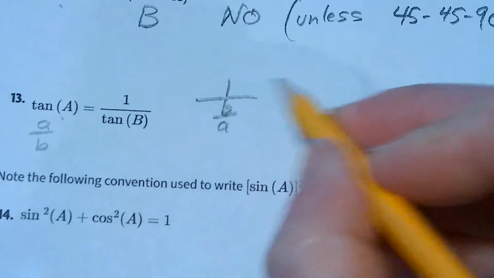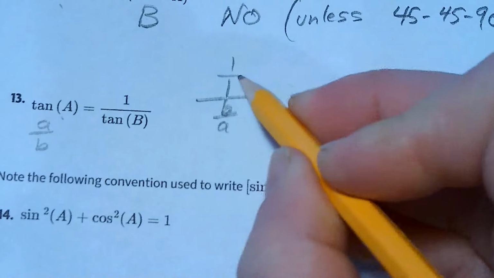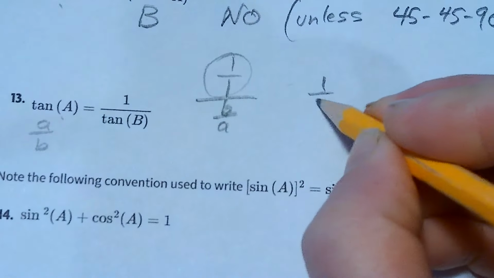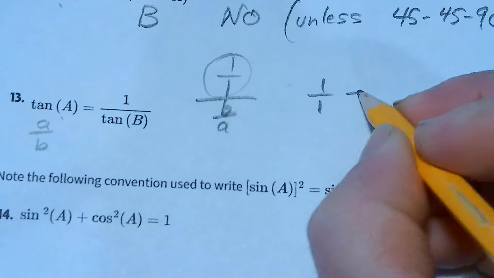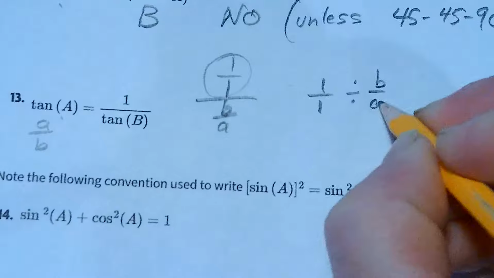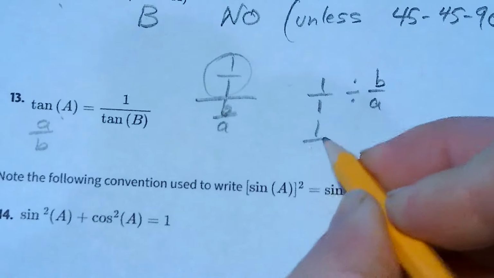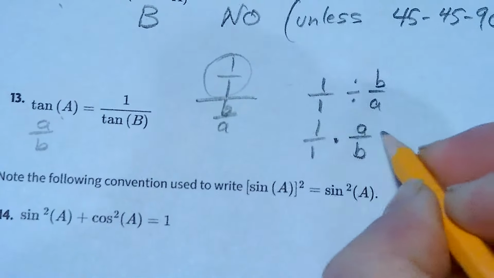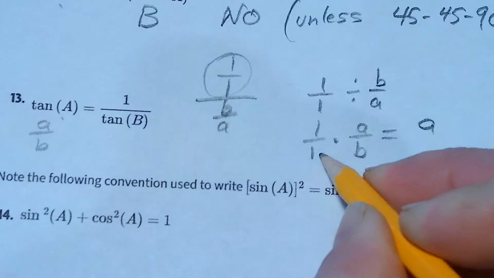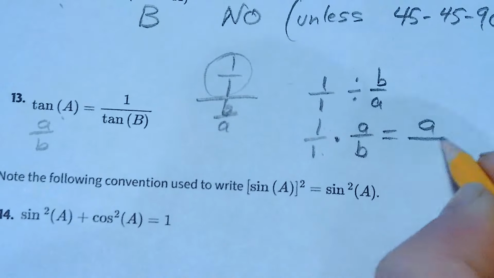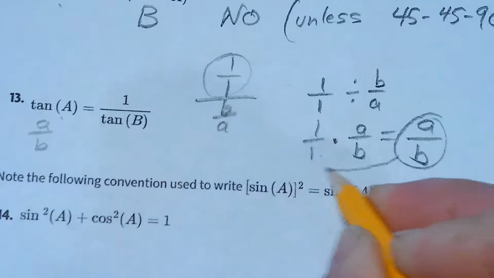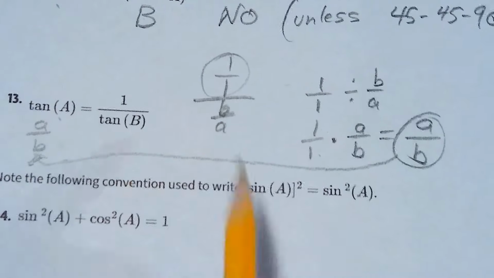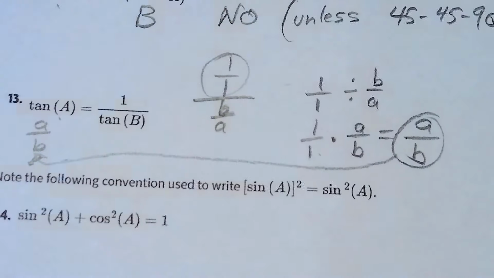Oh yeah, we make this 1 into a 1 over 1, because that equals 1. So it still says 1 divided by B over A. But now we can say 1 over 1 divided by B over A. But then we know when you're dividing fractions, you flip this one over, A over B. Then you multiply. 1 times A is A, 1 times B is B. And now look at that, it says that. So putting 1 over something flips it over.